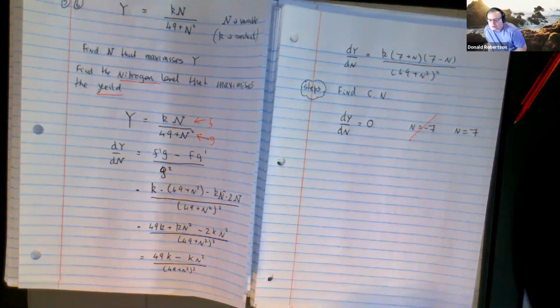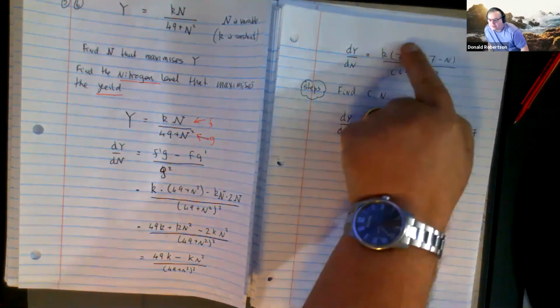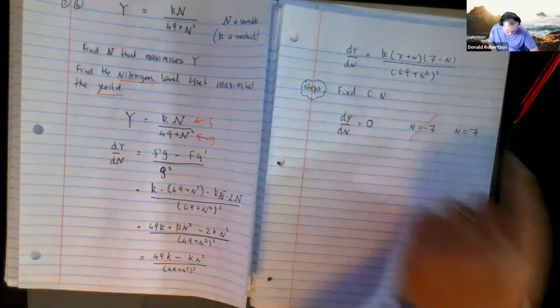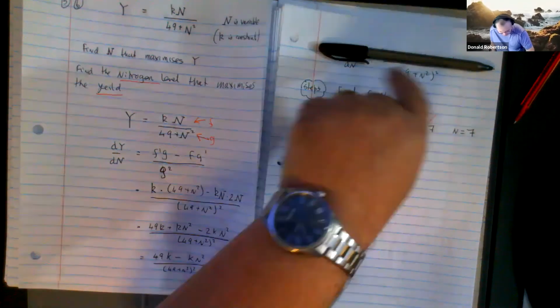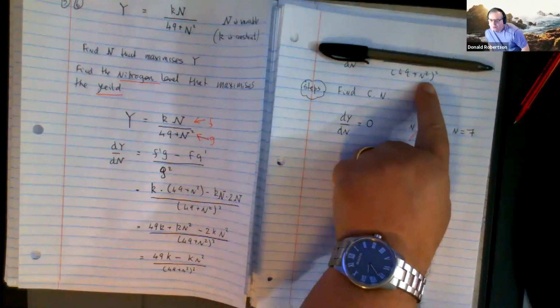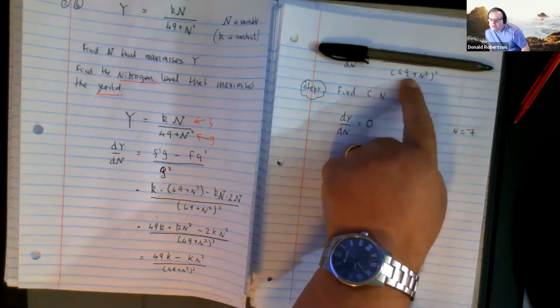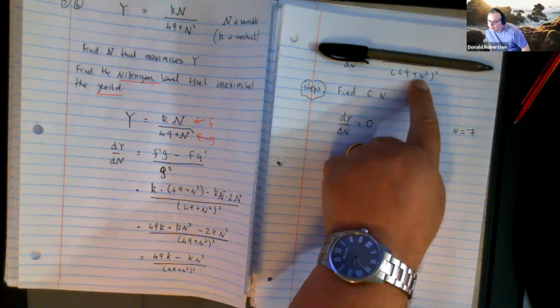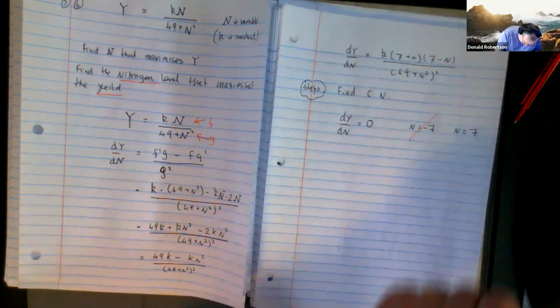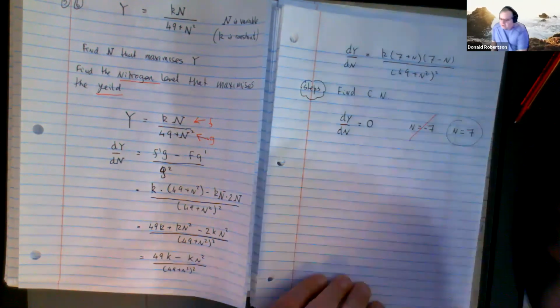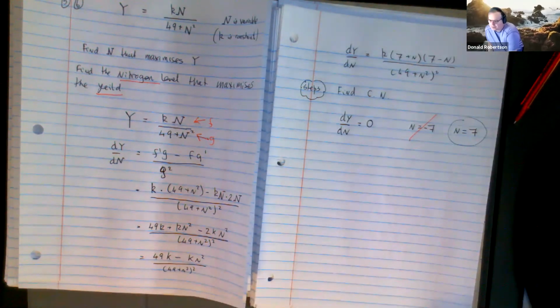Is there any value of n for which this derivative is undefined? Well, for that to happen, doesn't the bottom have to be 0? Would you agree that 49 plus n squared is always positive, so it's never going to be 0? So I only have one answer. That makes life easy. If there's only one answer, it must be the answer.